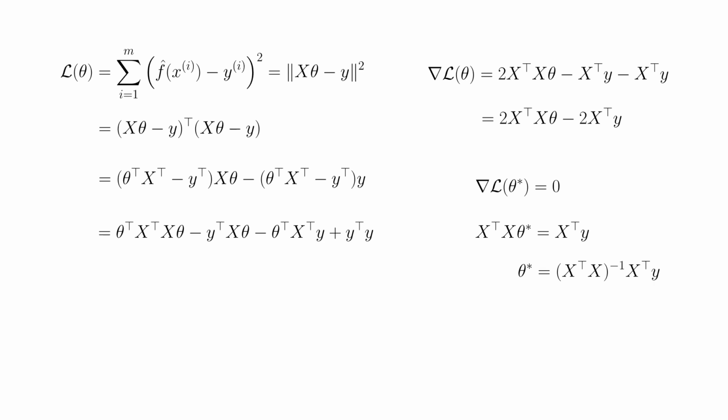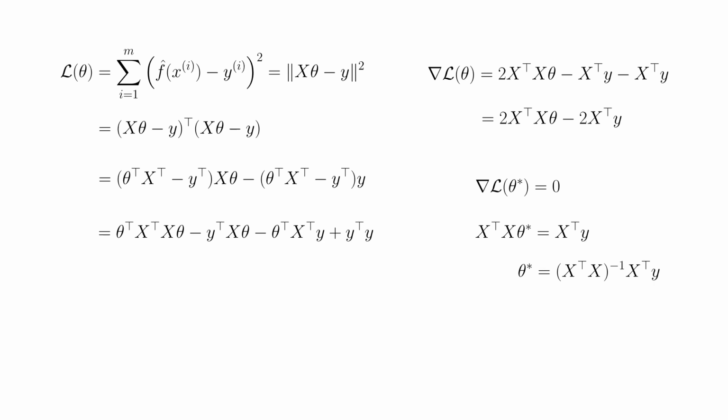The star denotes that this theta is an optimal solution to our problem, while other equations like the loss function and the gradient function are true for all thetas. The gradient is only equal to 0 if our theta value is optimal.